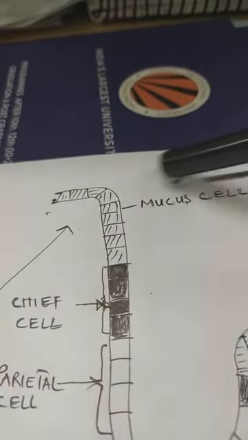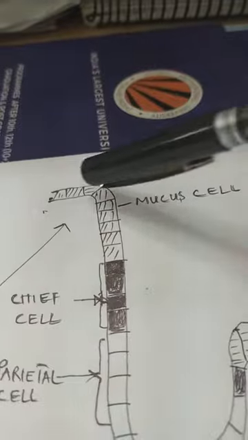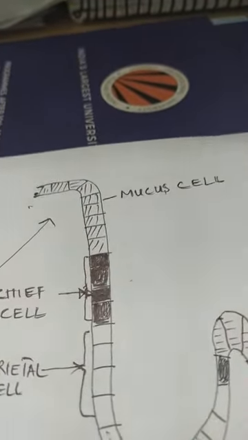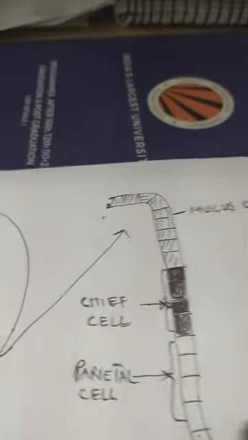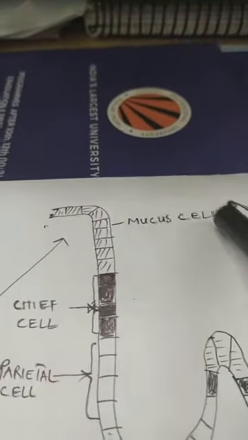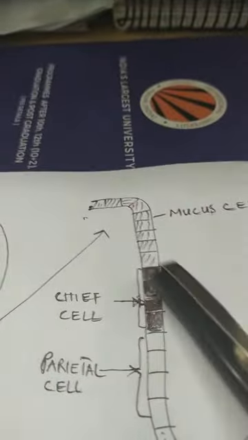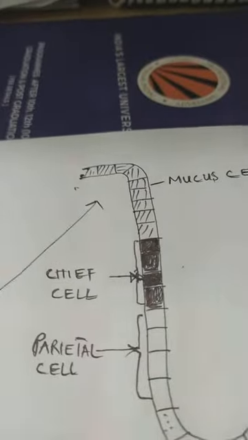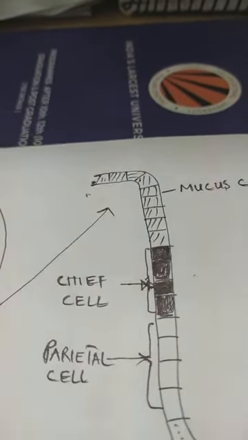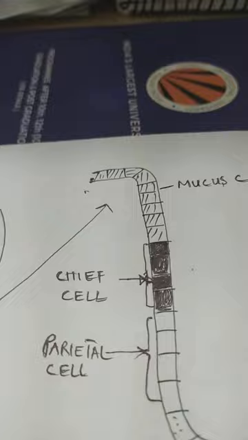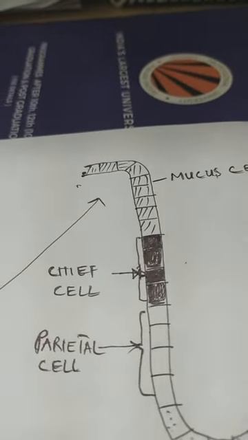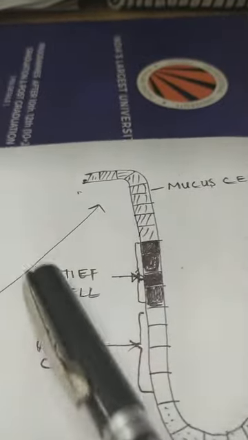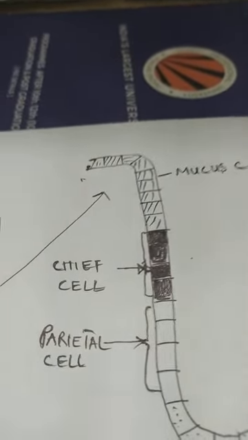So these are actually mucus cells, as you can see in this diagram. They are present on the surface as well as in the upper portion of our stomach wall. At the bottom of our mucus cell, we have our chief cell. Chief cells are also very easy to remember: what they do is secrete a chief or principal zymogen known as pepsinogen.